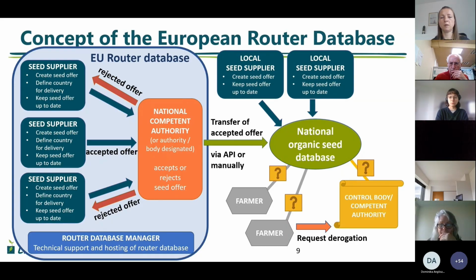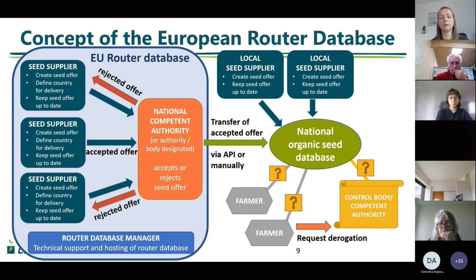The transfer of data could be either via automated programming interfaces, APIs. So, for instance, all organic eprocure countries using organic eprocure have this API implemented. Or manually, so the authority can download an Excel or a CSV file and implement the information into their national database.